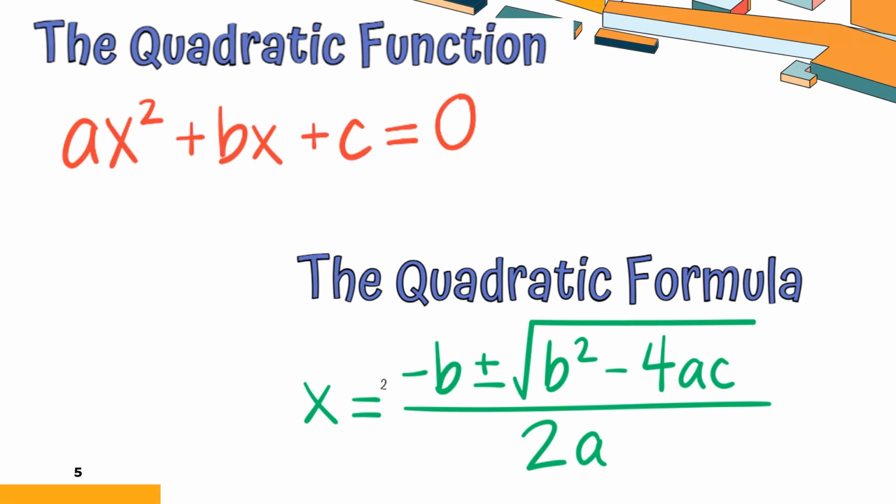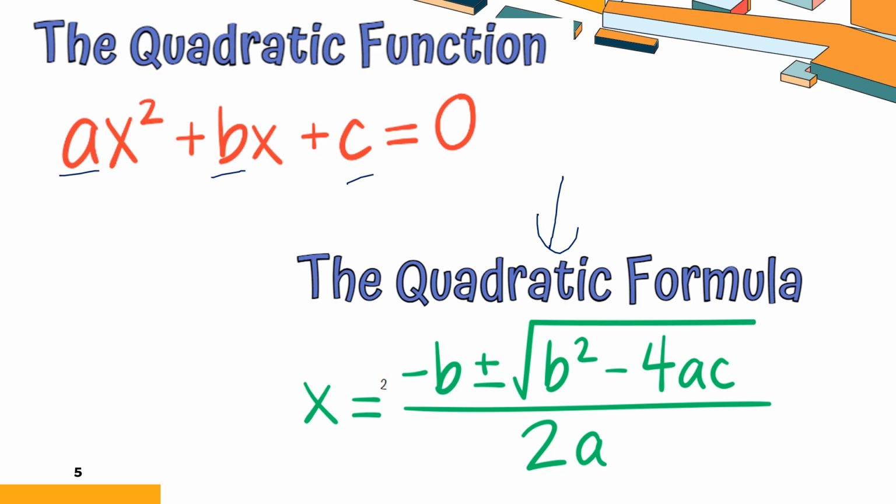Okay, so our quadratic function: your a is your x squared coefficient. That's always got to be positive. B is your x coefficient, and c is our constant. We use the quadratic function and the quadratic formula to figure out the roots or the solutions of a parabola.